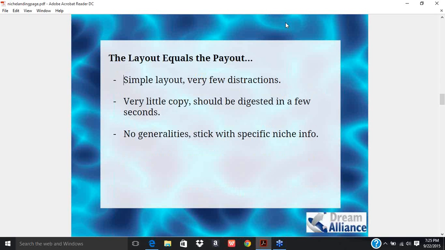So simple layout, no distractions, no other links to anything. Share buttons are fine, but you don't need navigation, and you don't need 3 other choices and, hey, get my free ebook while you're here. Don't do things like that. It'll kill the opt-in conversion. Of course, someone will grab an ebook without opting in. They'll do anything else besides opt in.